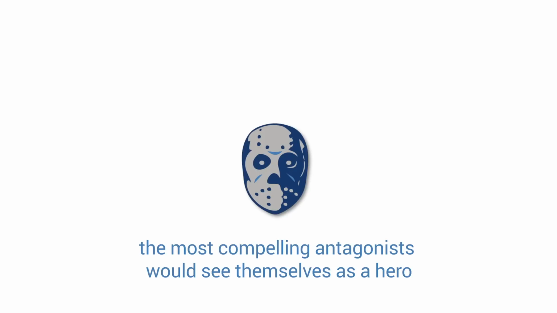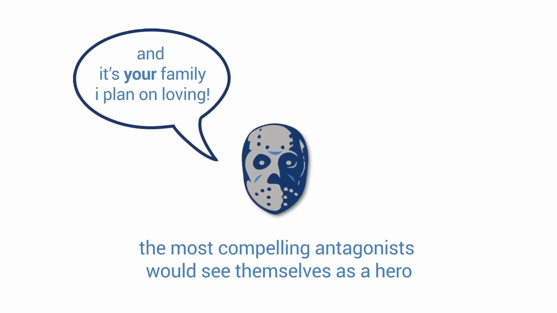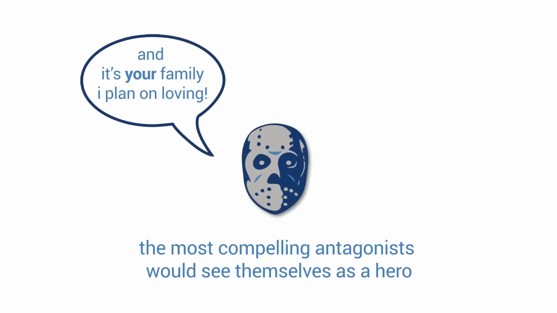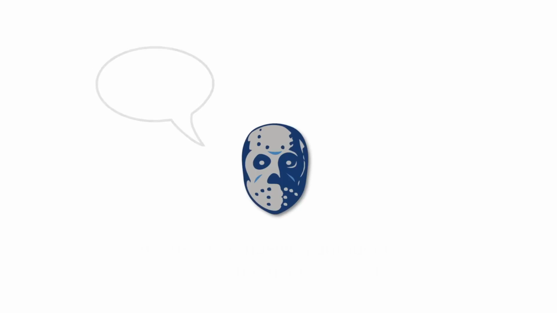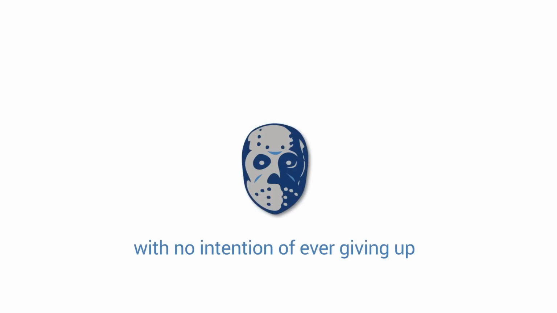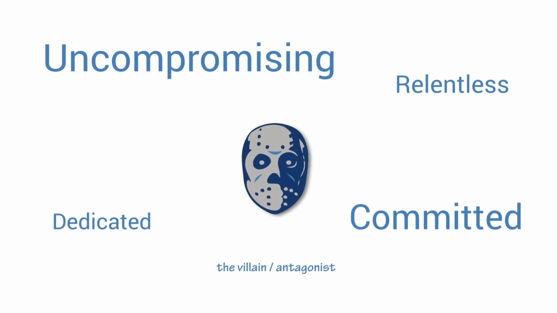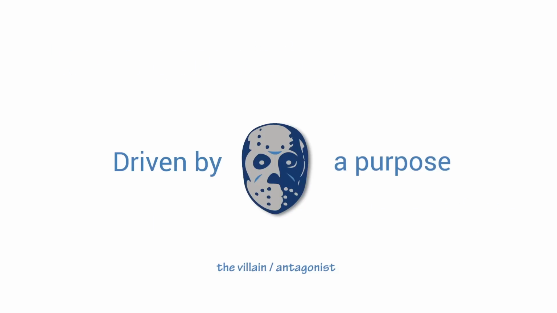The basic motivations of the antagonist are what creates the story, and it's their conviction that makes them an unstoppable force. The hero has to win against someone or something that has no intention of ever giving up. In order to have such conviction, of course, the antagonist has to be driven by a purpose.